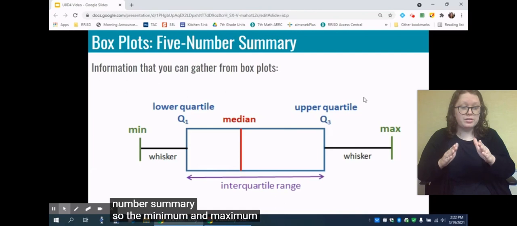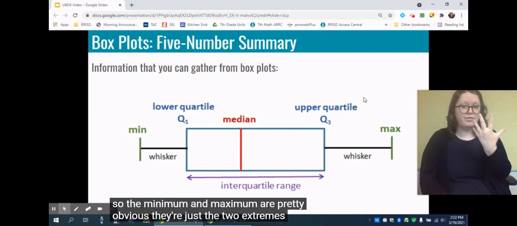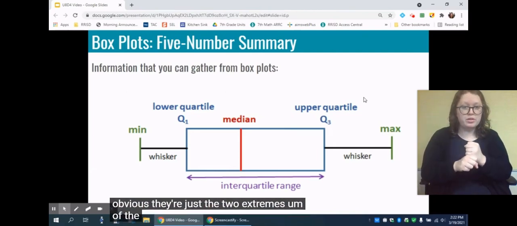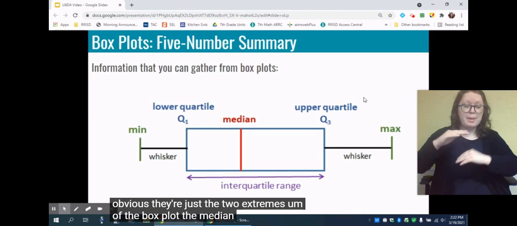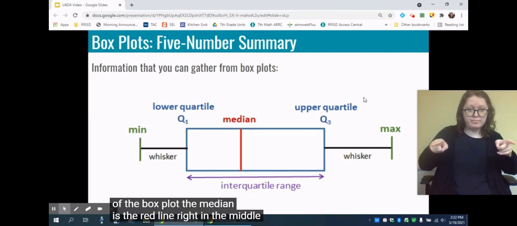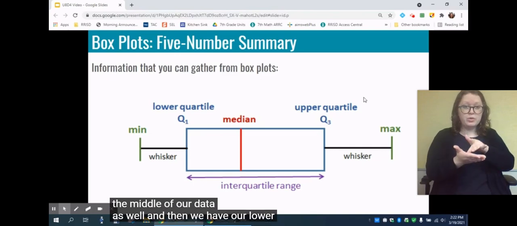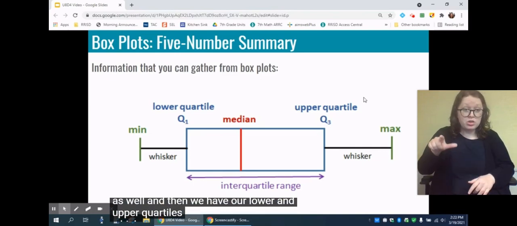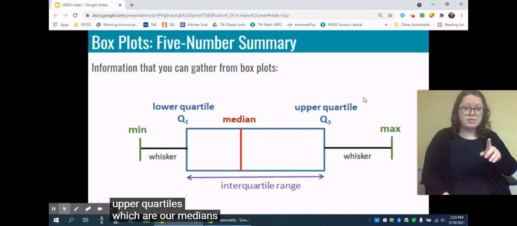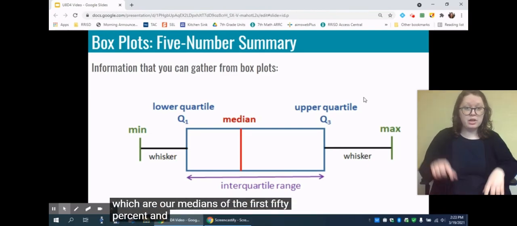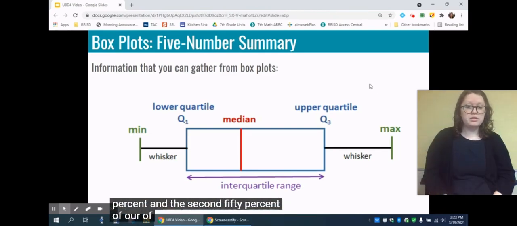The minimum and maximum are pretty obvious. They're just at the two extremes of the box plot. The median is the red line right in the middle. It's the middle of our data as well. And then we have our lower and upper quartiles, which are the medians of the first 50% and the second 50% of our data.